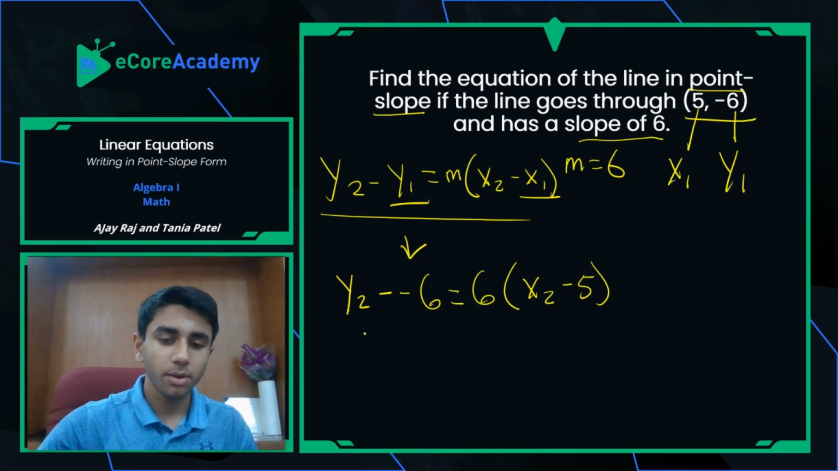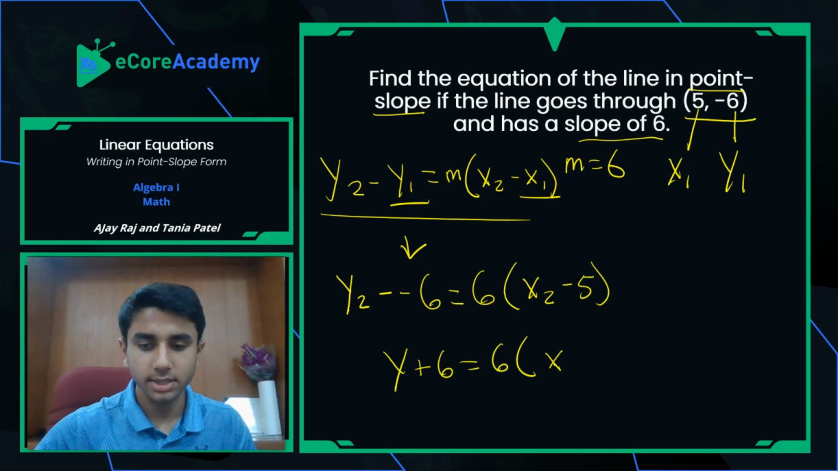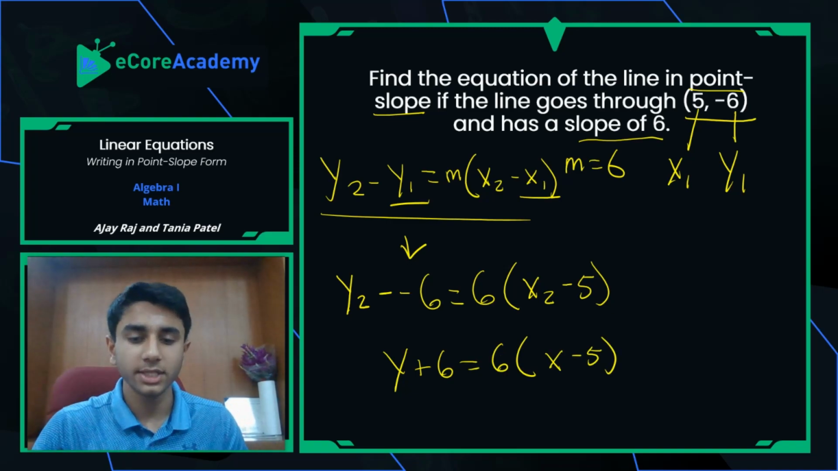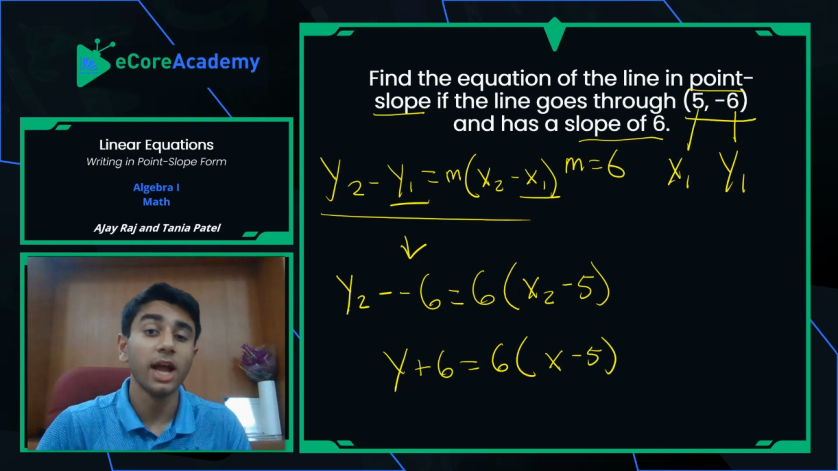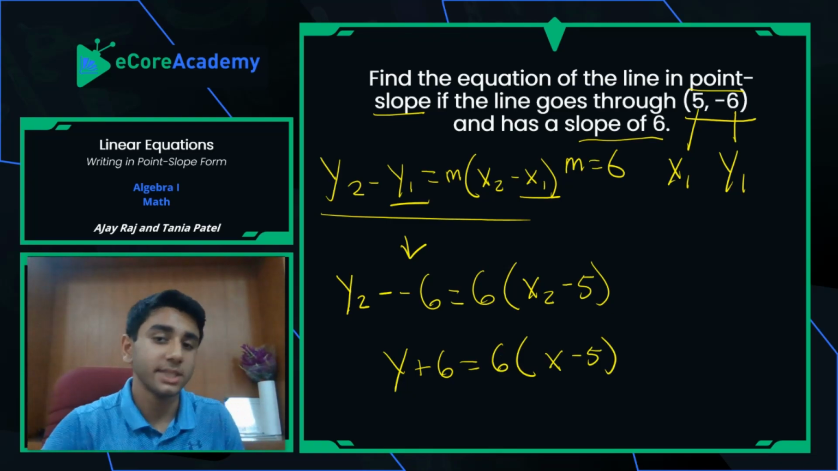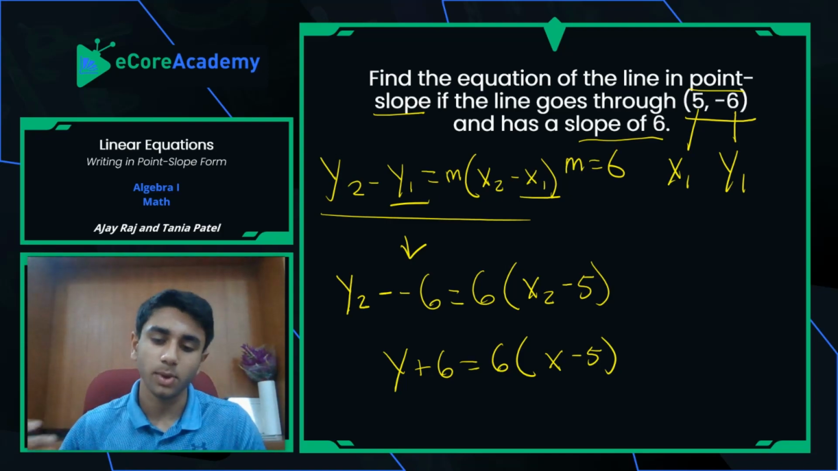When we simplify, we're given that y plus 6 equals 6 times x minus 5. Now the reason why I substituted y for y2 is that since y2 is the only y left in this entire equation, we can merely leave it as y. We don't need to substitute it as y1. The reason why it's written as y subscript 2 minus y subscript 1 is because there are 2 different y values for 2 different ordered pairs, but in this case, we don't have multiple y's or x's, so we can leave them as y and x.